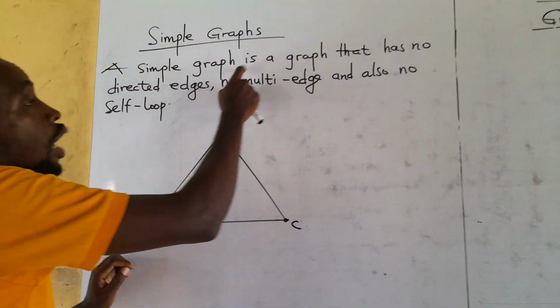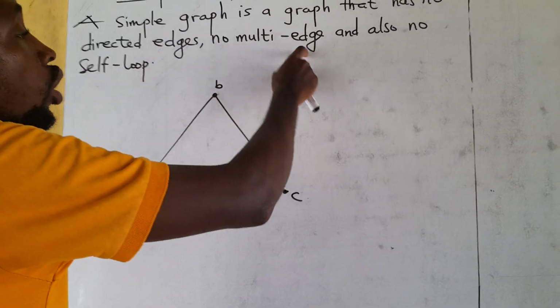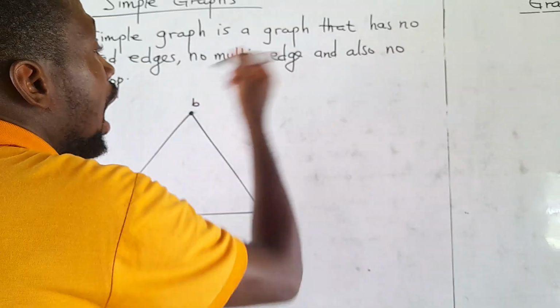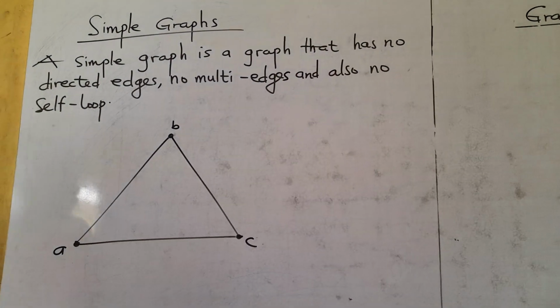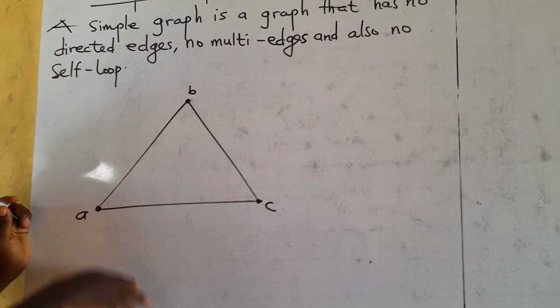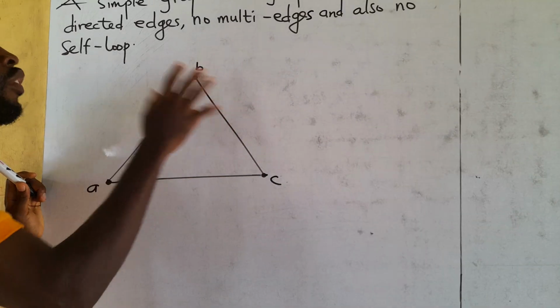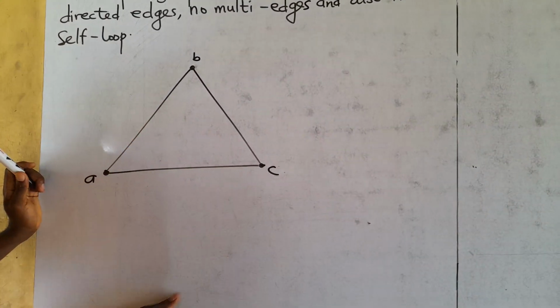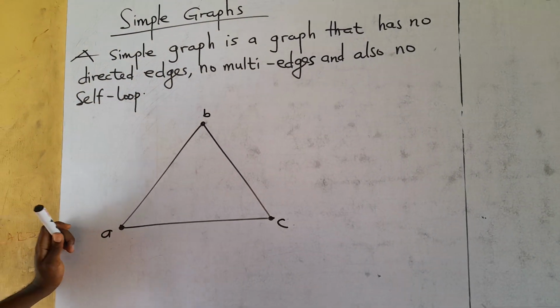So we say a simple graph is a graph that has no directed edges, no multi-edges, and also no self-loops. So look at this graph. The graph has no multi-edges. It doesn't have directed edges. The edges are not directed. Neither is it having a self-loop. So if you meet that type of graph, we say the graph is a simple graph. I hope you get that.